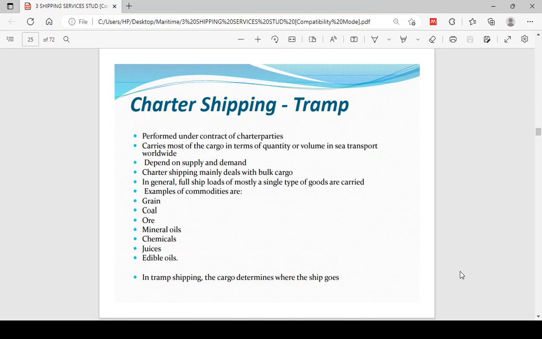And they carry cargoes in huge volumes, cargoes that are not contained. They are usually loose, like the grains, the oil, the coal, mineral oils, chemicals, and so on. They are cargoes that come in bulk. You can't get somebody coming with a carton like they will do in liner shipping, and that is all he's coming to send.